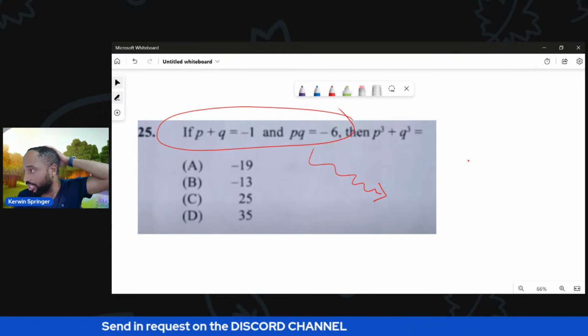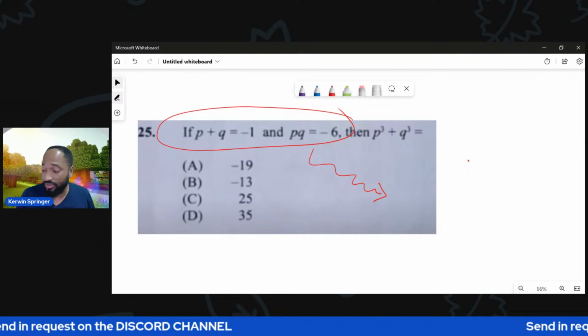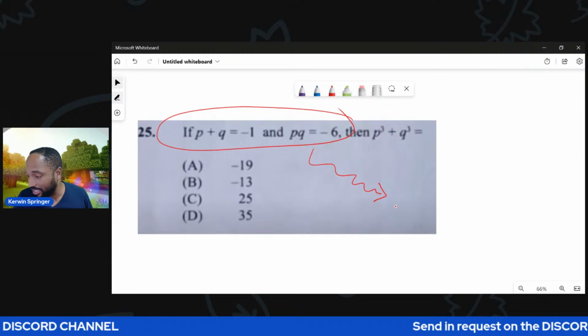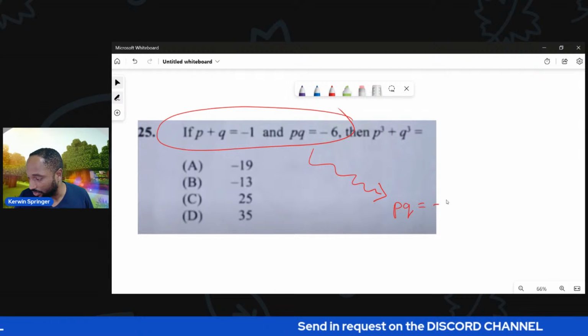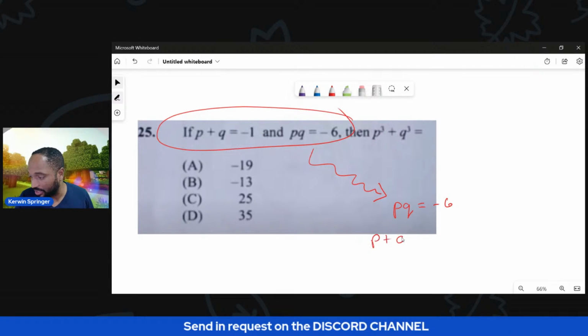If you can solve a quadratic equation, you can do this. Because you're trying to think of two numbers that multiply to give you negative 6 and add to give you negative 1.